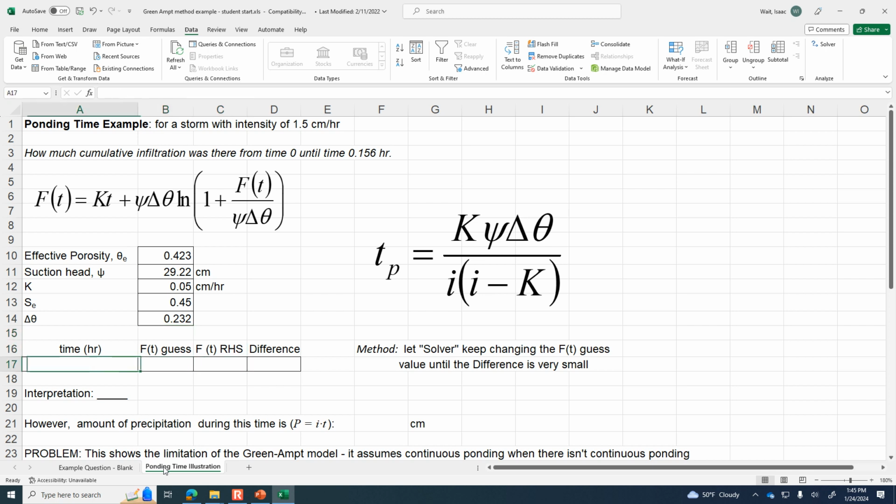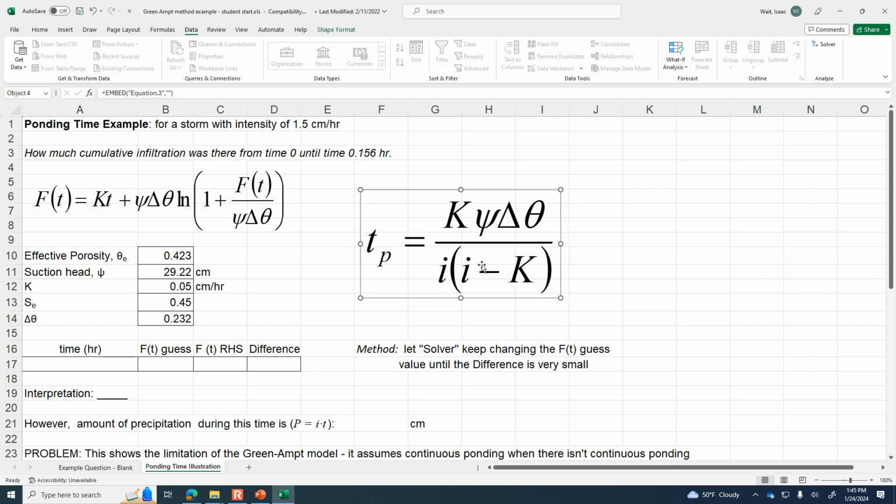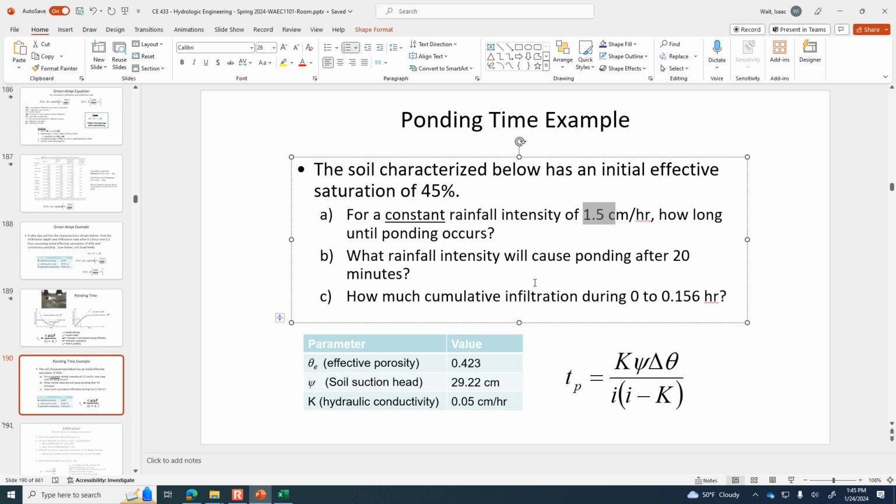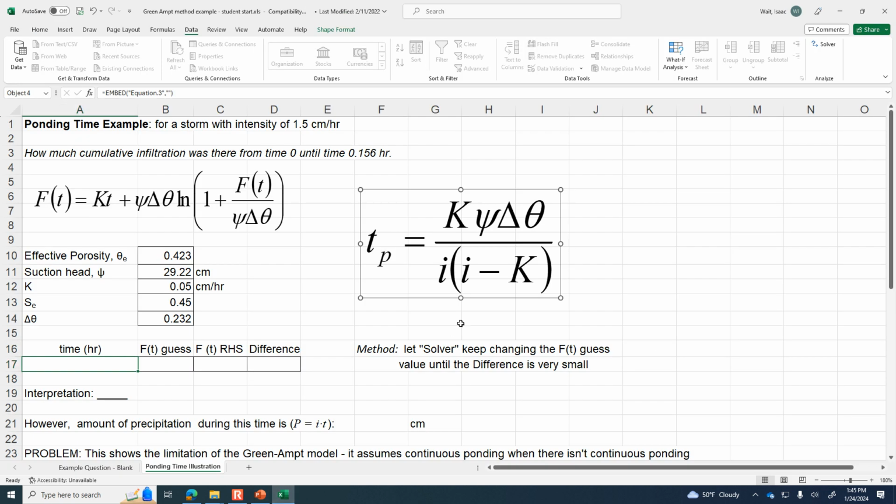We have to start off with a guess for how long it takes, because we don't necessarily know the time to ponding until we know the rainfall intensity rate at a certain level. So in this example, we're saying, what if the rainfall intensity is 1.5 centimeters per hour? How long is it until the ponding occurs for that?